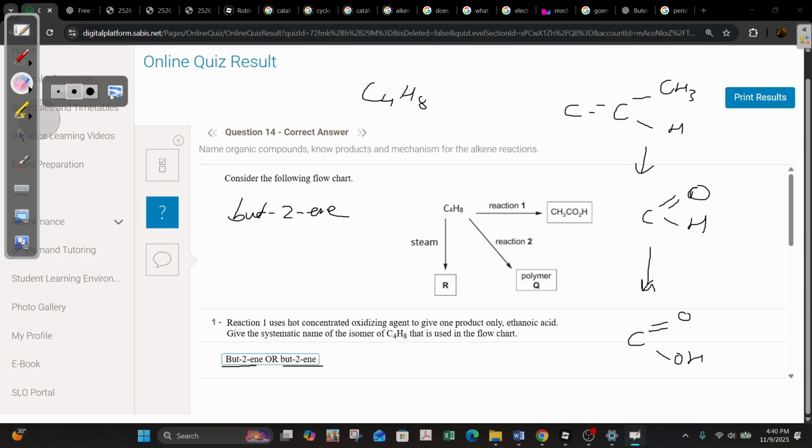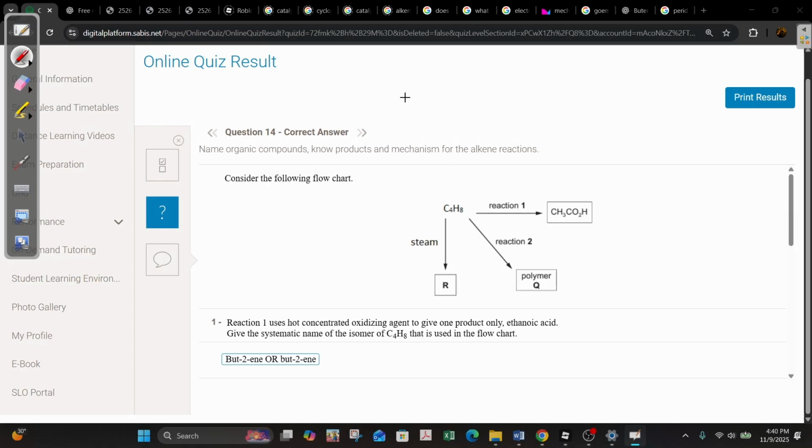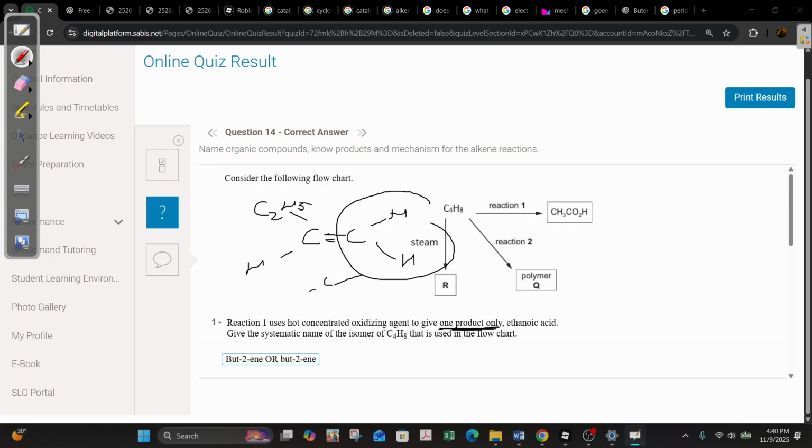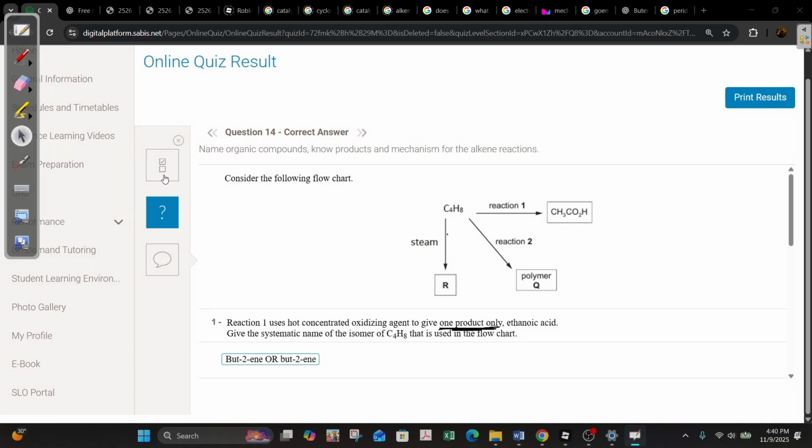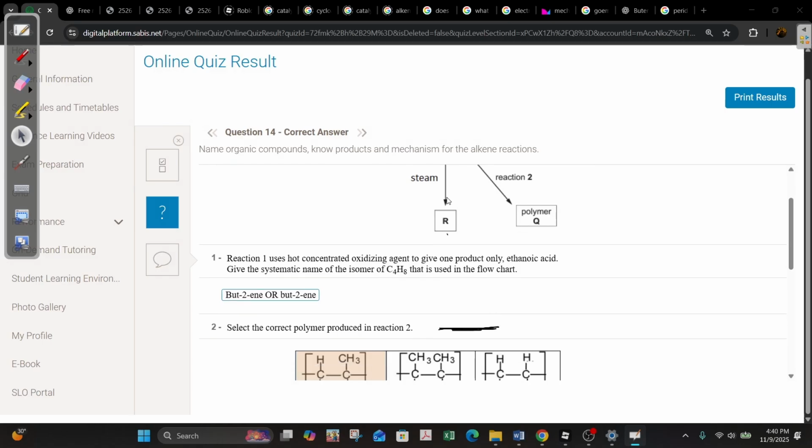Yeah, since cis and trans can form the same thing. And okay, if you're asking that, isn't C2H5 also, oh my bad, isn't C2H5 produce an aldehyde as well? Yes, it does, and it does turn to carboxylic. But remember, they said one product only. In here, this will produce CO2 and H2O water, which is not one product only. If you do that, that will be only one product. Okay, that's why it's only cis or trans butene.